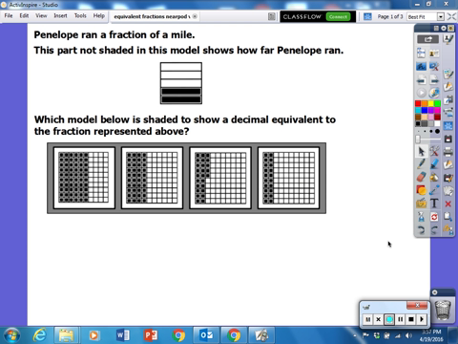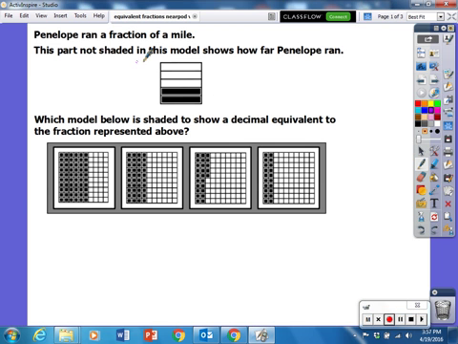Today we are going to review how to find equivalent fractions when given models or visual aids, or even when it's placed in some sort of a word problem. So some of our examples are this first problem here. Penelope ran a fraction of a mile. The part that is not shaded in this mile shows how far Penelope ran. Which model below is shaded to show a decimal equivalent to the fraction above?